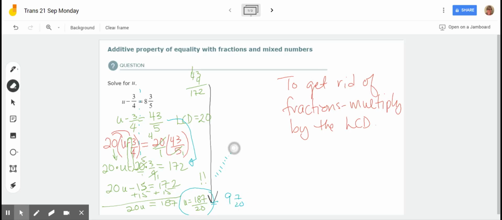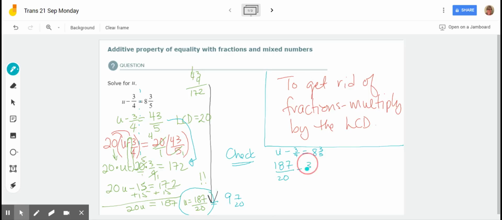Okay. And actually, I want to show you just how to check it just in case. Okay. Here's the check. To do a check in math, you plug it in. Actually, write the original equation first. U minus 3/4 equals 8 3/5. Okay. You write the original equation and then you substitute the value you found. 187 over 20 minus 3/4. And we're asking a question. Is this equal to 8 3/5?